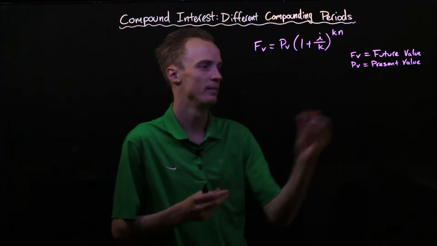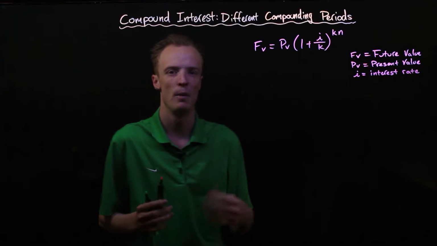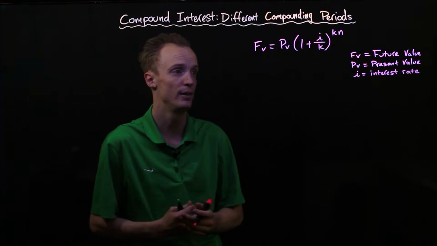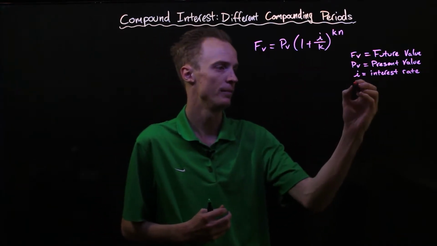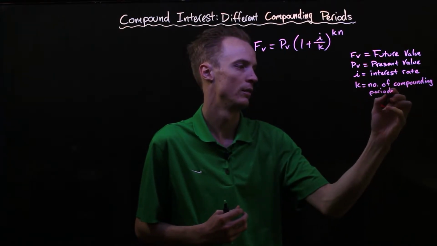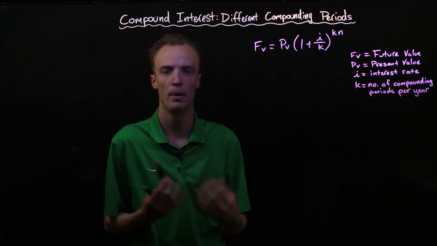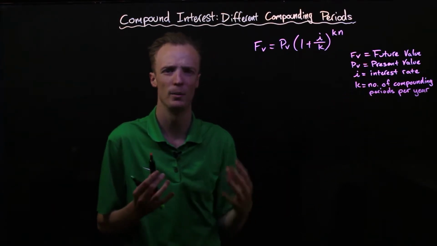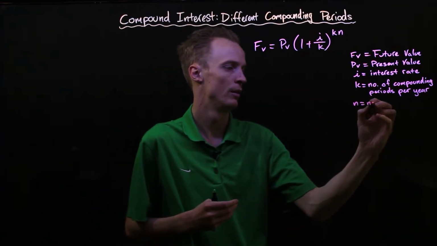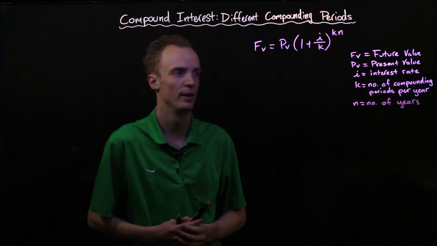Our I here is the interest rate. And when we're using this formula, we represent this interest rate as a decimal rather than a percentage. And our K here is the number of compounding periods that we have per year. And I'm going to talk about that in a little bit more detail in a moment. But our N value here is the number of years that we are making our investment.